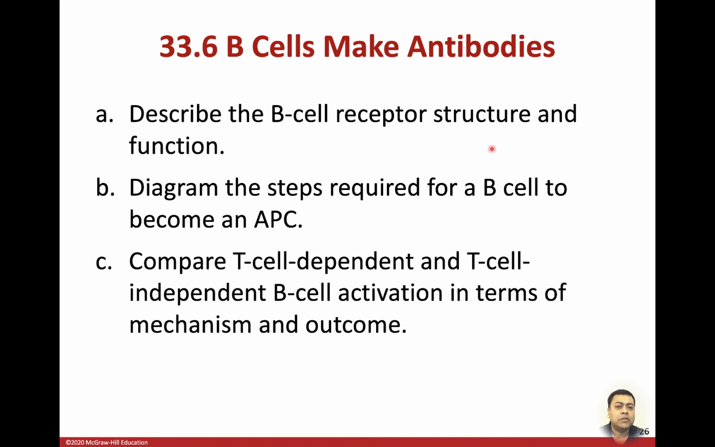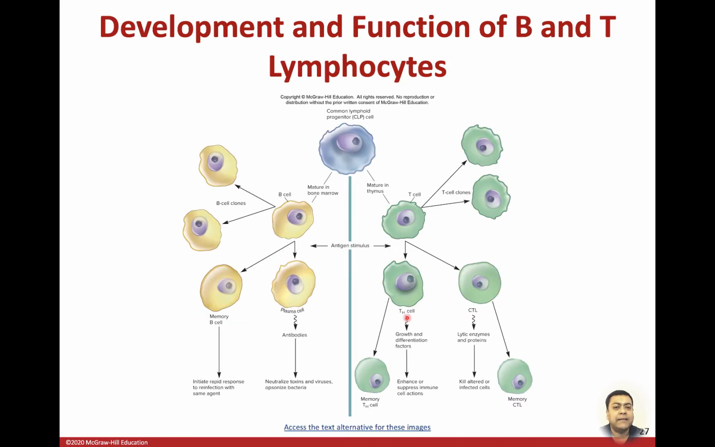Describe the B cell receptor structures, function, what they are going to do, and the steps required for a B cell to become an antigen presenting cell, and compare the T-dependent and T-independent activation as well. So we are seeing this diagram once again. We already saw the T cell development, here we are seeing the B cell development. So again, the common lymphoid progenitor cell, CLP, matures in the bone marrow, and the B cell clones will be produced. Once it gets the antigen stimulus, it can go into two things.